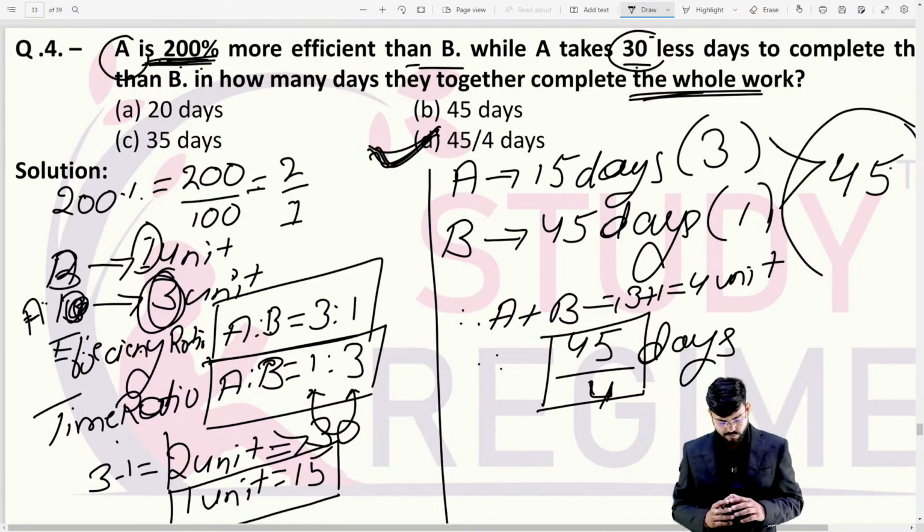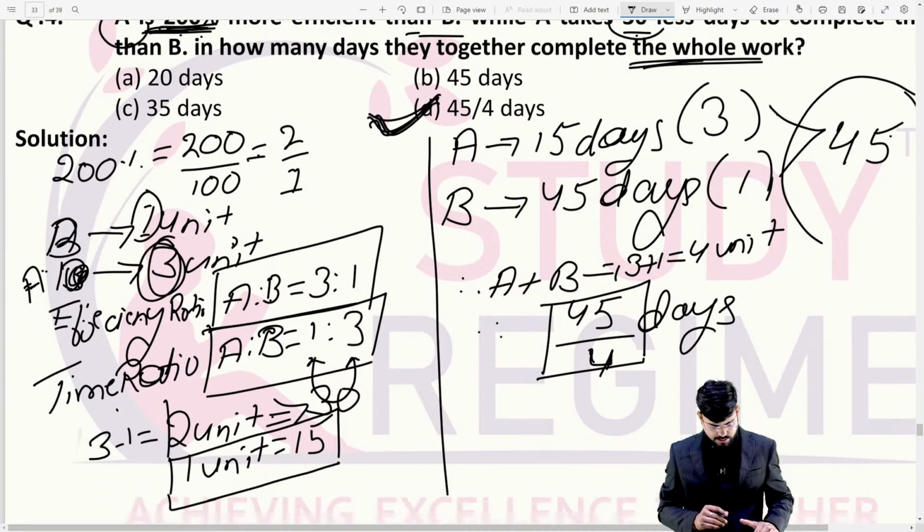Clear? Okay, let's move on to the next question.